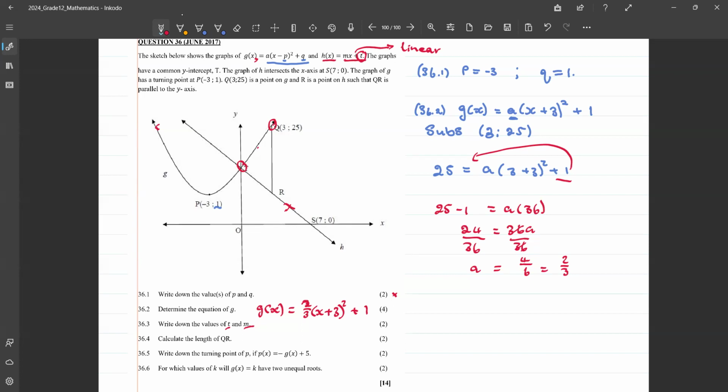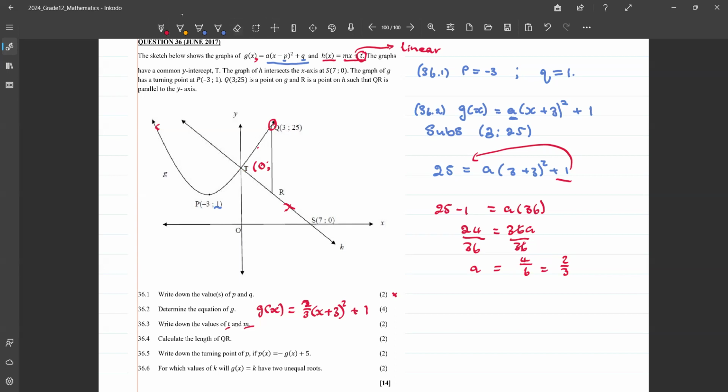What you would then be expected to know is to simplify this equation and get the y-intercept from here, or you can just determine the y-intercept by substituting 0 in g of x. That will be the coordinate at t. So the x value there is going to be 0, and we're going to look for the y value at t.